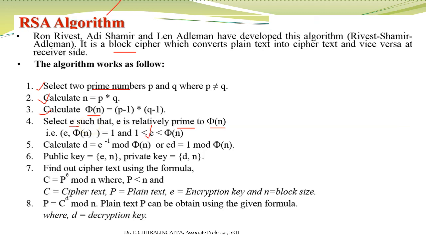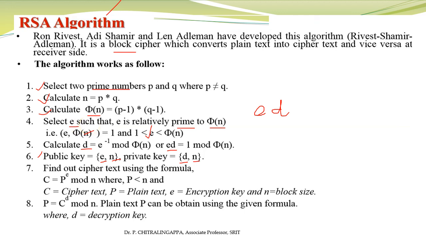Once we know the e value, d equals e to the power of minus 1 mod phi of n, or ed equals 1 mod phi of n. So we know the e value and we can easily calculate the d value. So the public key is nothing but the pair e comma n. E is the public key. The private key is nothing but d comma n. D is the private key.